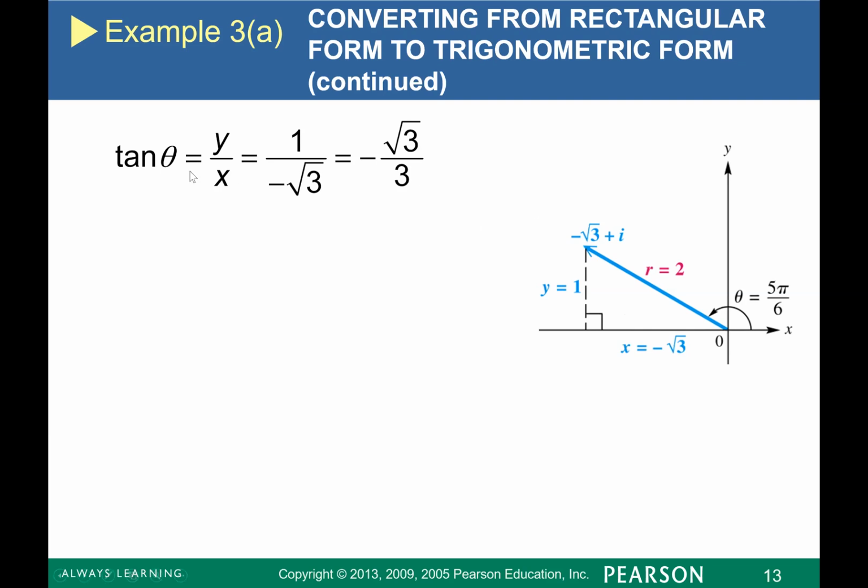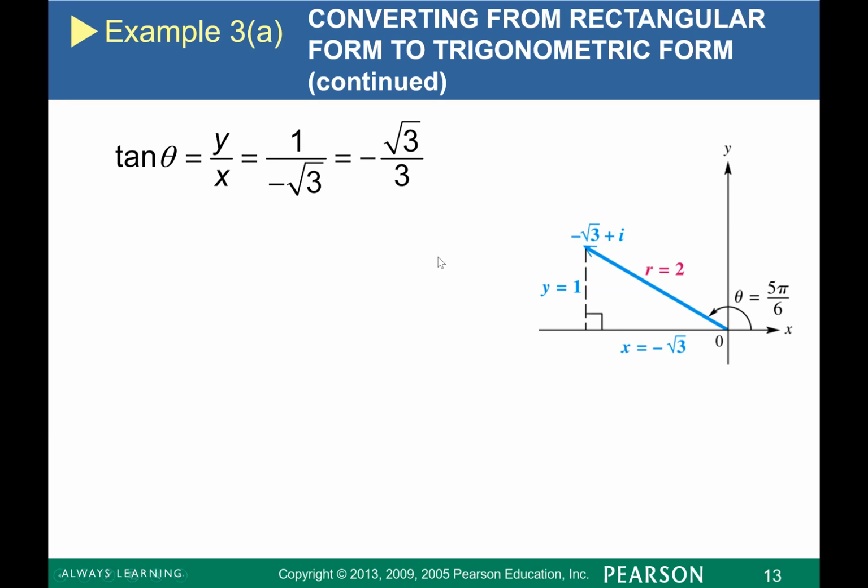Once we find R, we know that the tangent of theta is y over x. So in this case, that would be 1 over negative square root of 3, which, after we simplify it, is negative square root of 3 over 3. So using your chart, where is tangent equal to square root of 3 over 3? In radians. It's pi over 6, but we're in the second quadrant, so you have to add.